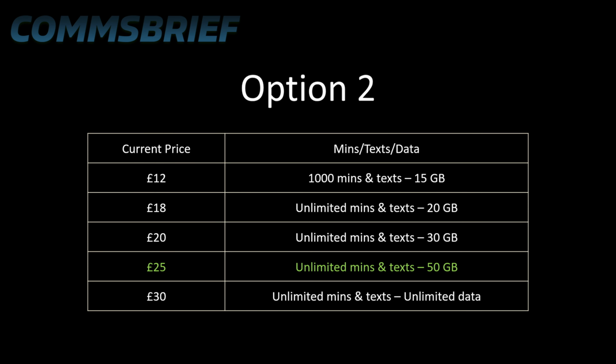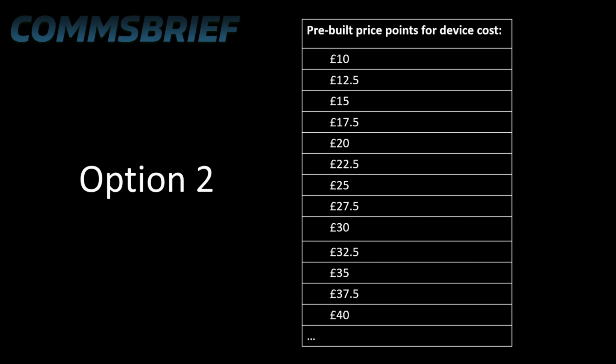Then we have option 2, which is quite an interesting one as well. Option 2 is where a mobile operator may have pre-built tariffs for the airtime as well as the device. Now, this one may be more common in the B2B, business-to-business space, but it may be useful for consumers also. In this example, you have the airtime tariff just like the above. In addition, you also have many price points available that go up in small increments in order to be able to charge for the device cost.